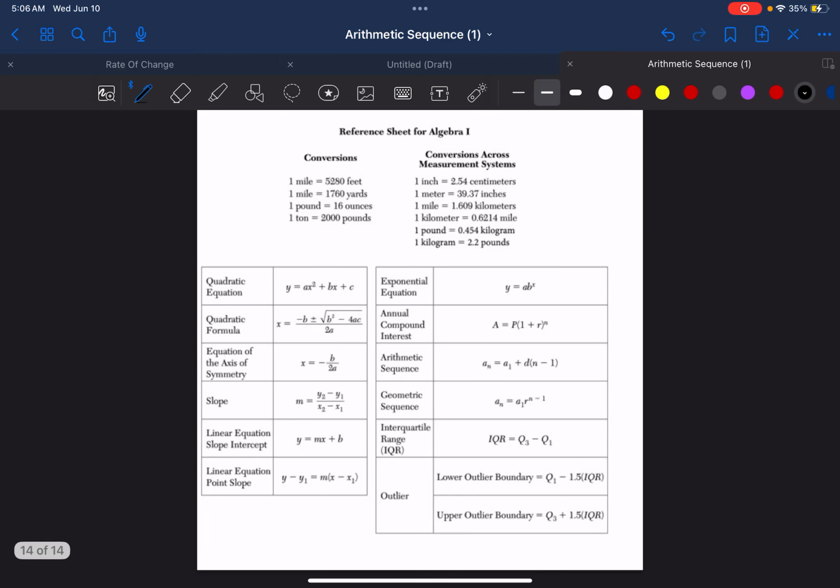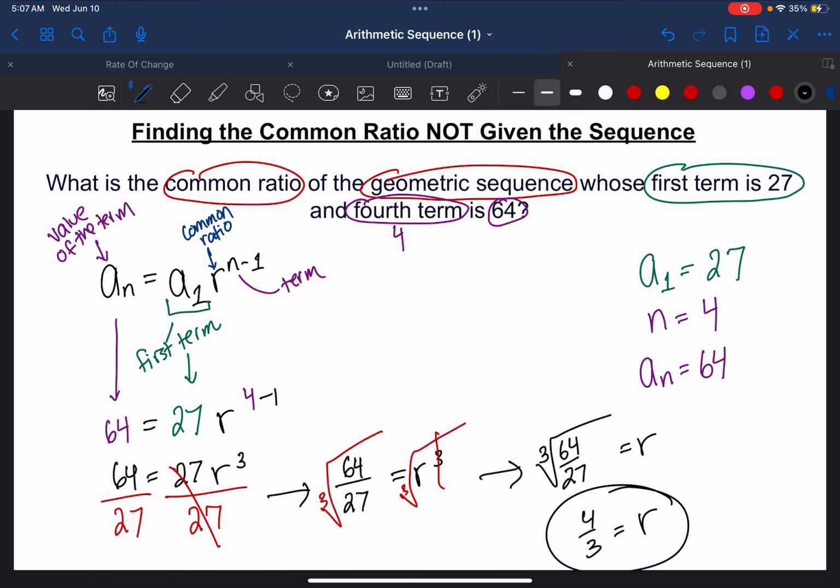So those were the two ways in which the Regents asks you about geometric sequence most often. Go ahead and rewind anything that you need to go over, take some notes, and get some practice done.